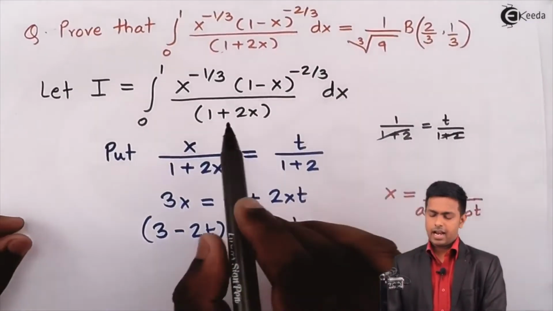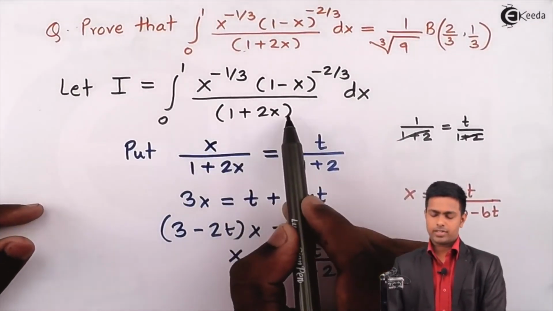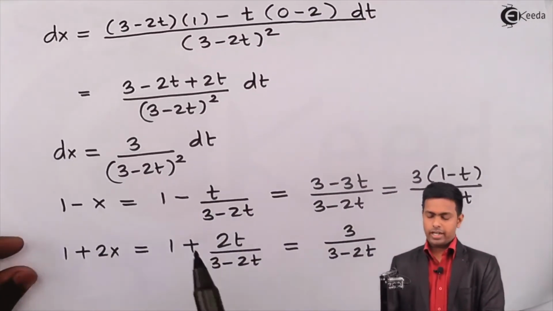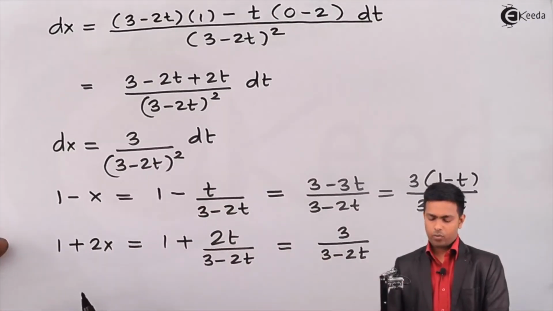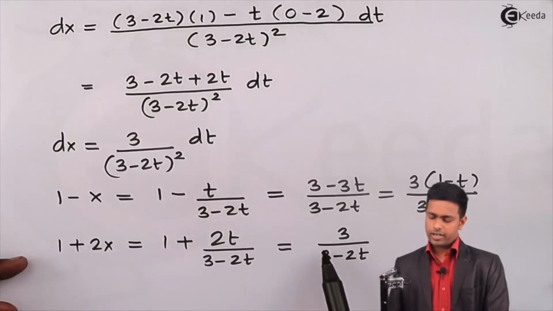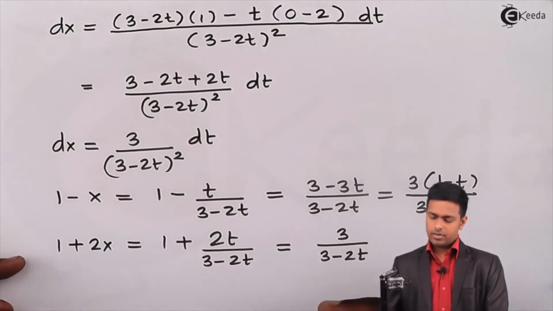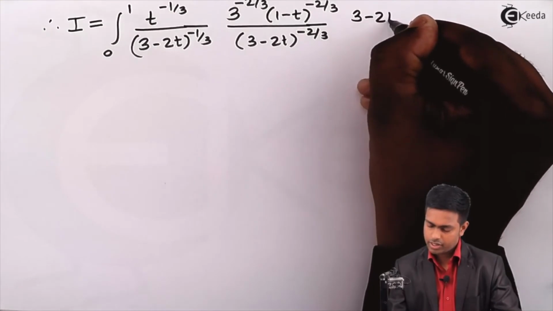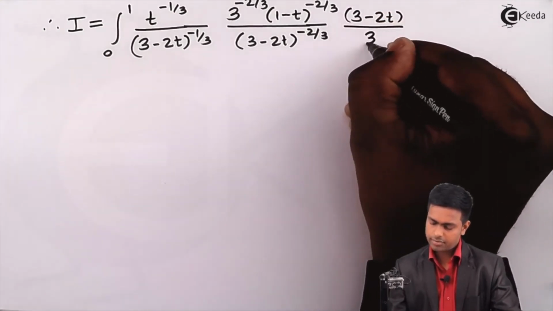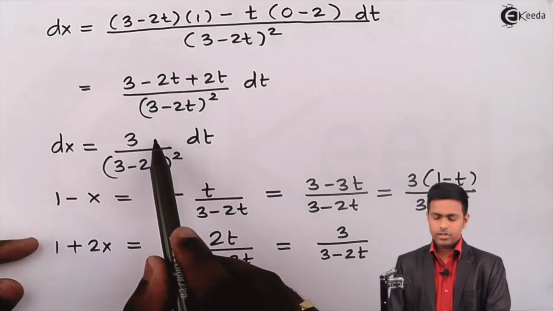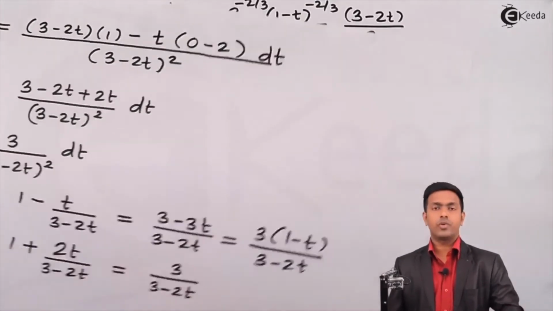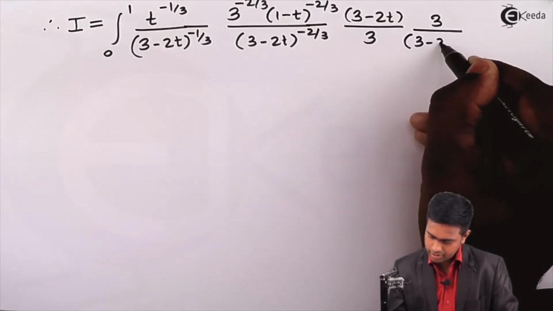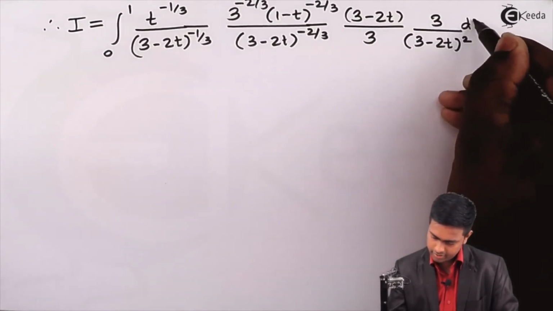We have dx, and in the denominator we have 1 plus 2x. So what is the value? For dx we have this value, and for 1 plus 2x we have this value. So when we'll write this value in the denominator, 3 minus 2t will go in the numerator. So we will get 3 minus 2t upon 3, and the value of dx is 3 upon 3 minus 2t the whole square dt.